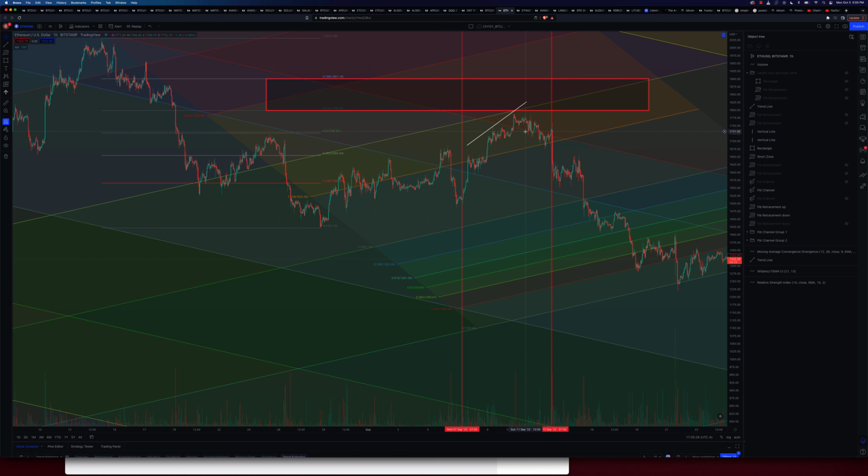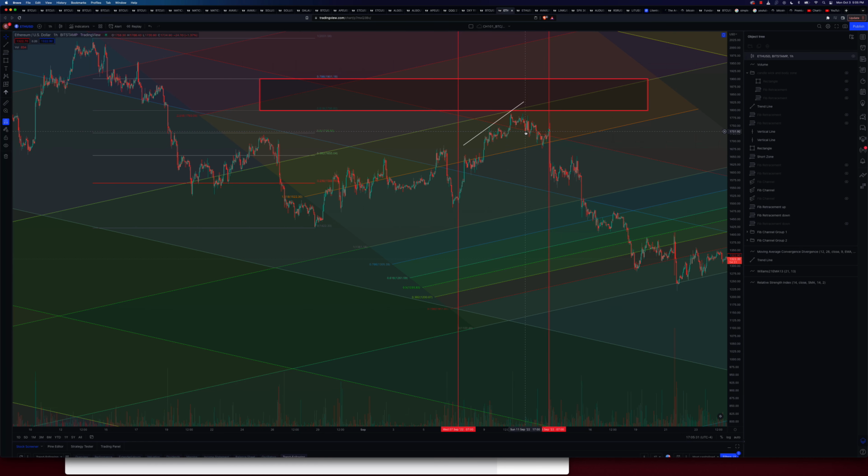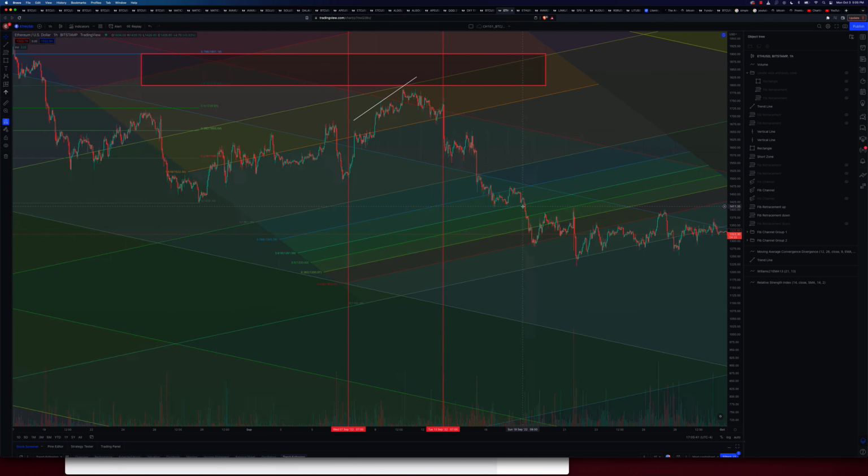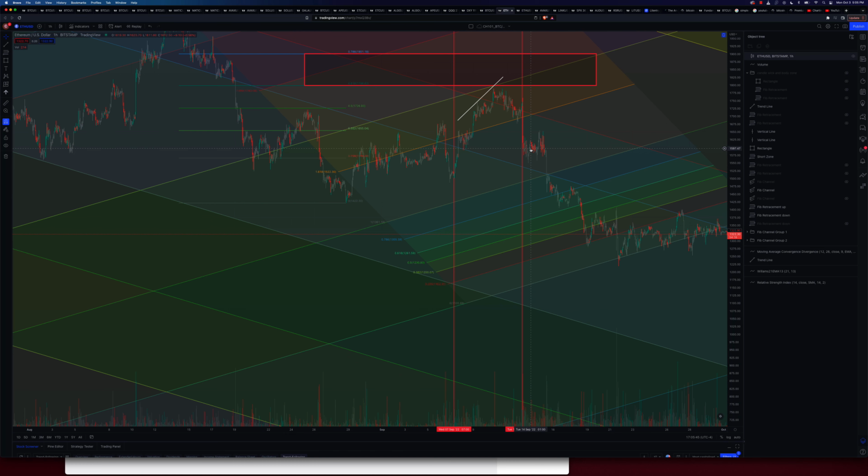But due to Bitcoin dropping, the dollar rising, that makes Ethereum have to follow suit, and it starts to come down prematurely all the way down to here before making it up to this zone right here. And as you can see, we came all the way down to here before finding support right here.